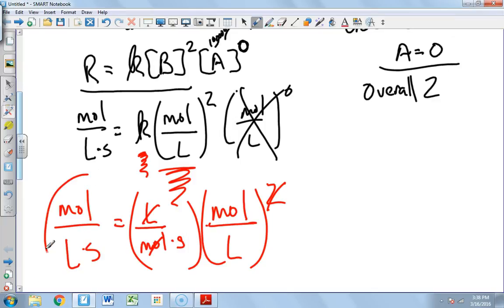So determining the unit of the rate constant is something that I think is valuable, and I think that this kind of equation with determining orders and stuff is helpful in a review. So I hope that helps out.